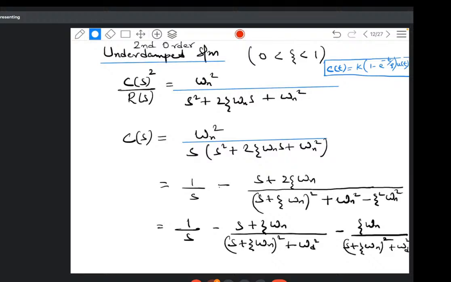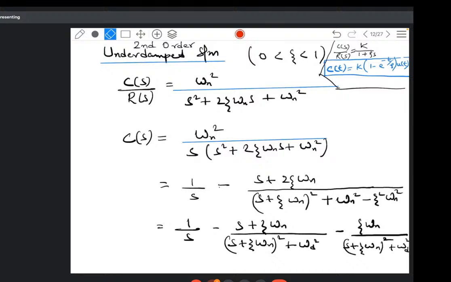For the first order system, the standard transfer function was K by 1 plus tau s, and c(t) was K times 1 minus e to the minus t by tau. This was the response. I already know the transfer function of the standard second order system, so now I will try to find the response.